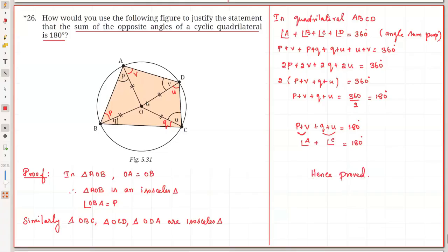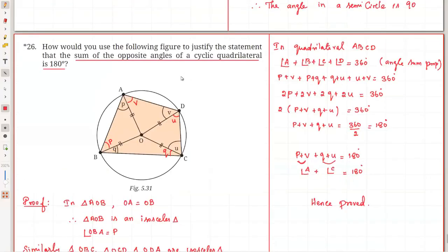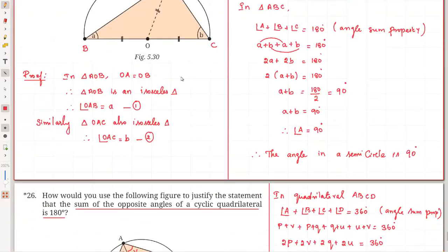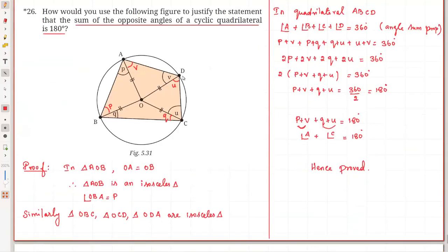So as per the given condition, all the four triangles are isosceles triangles. Isosceles triangle means base angles are equal, equate them, and use the angle sum property of quadrilateral. In the previous question it was the angle sum property of triangle, and here it is the angle sum property of quadrilateral.